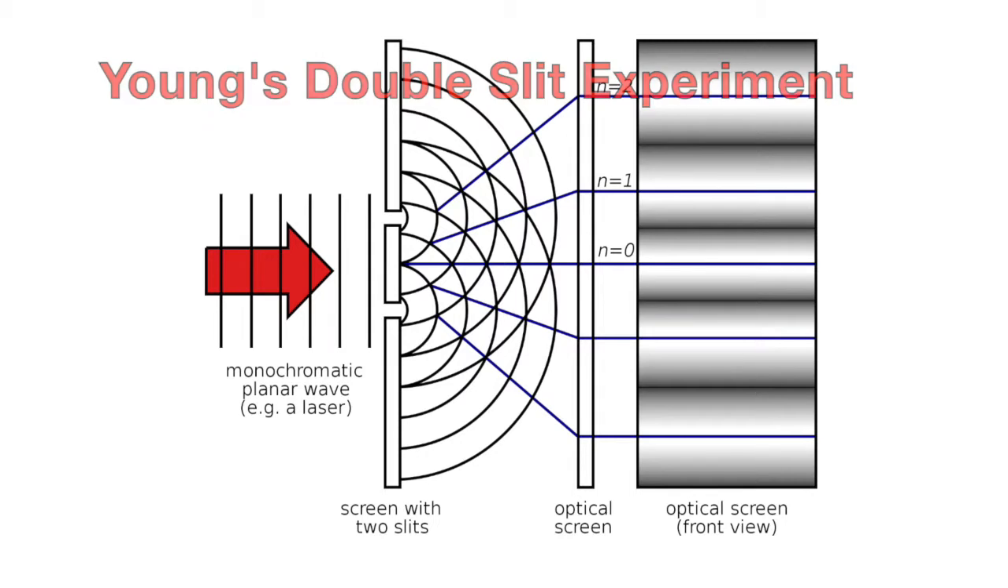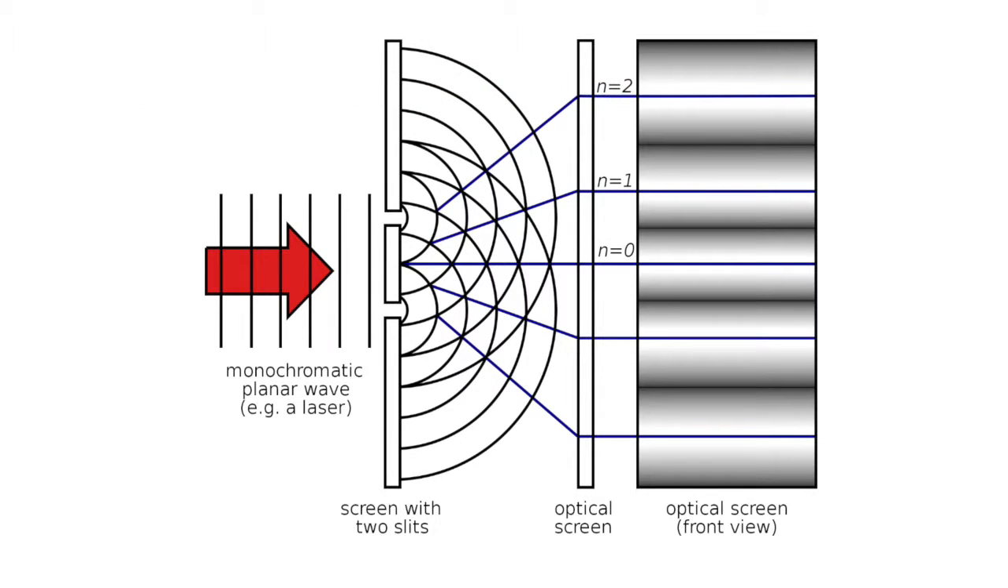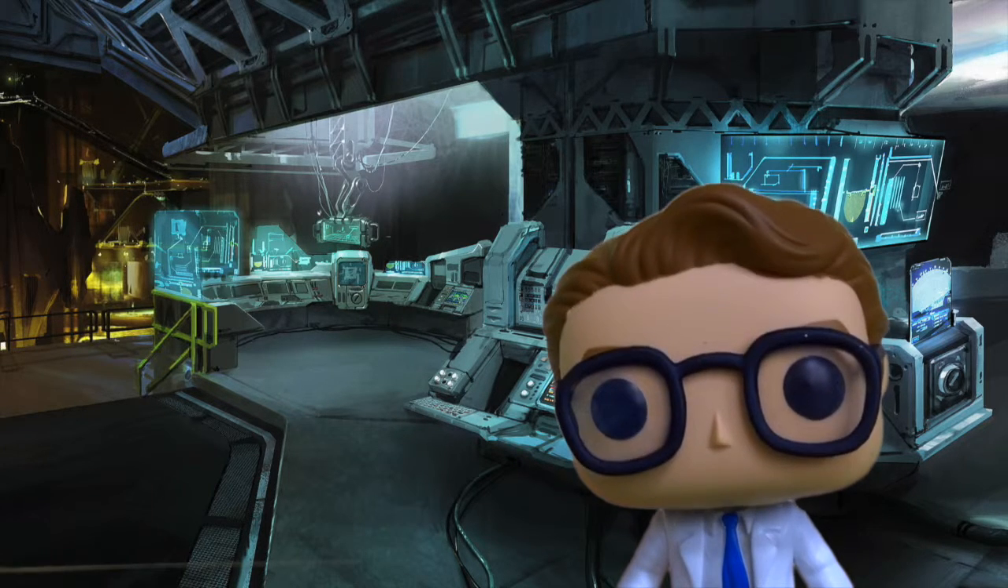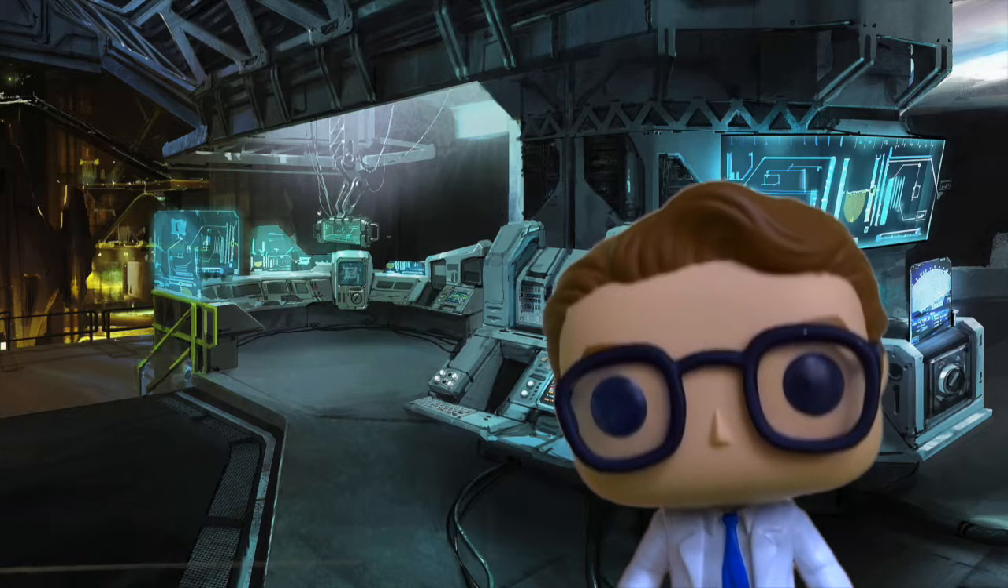In his simple experiment, Young shone monochromatic light through a screen with two slits. On the wall behind the screen, Young observed alternating lines of light and dark, representing areas of constructive and destructive interference of light waves. This was some pretty strong evidence that light was in fact a wave.